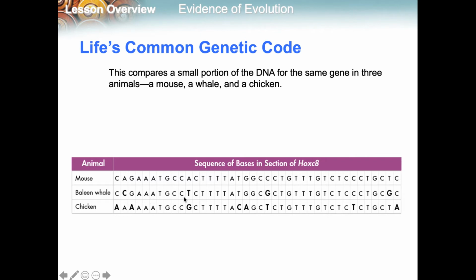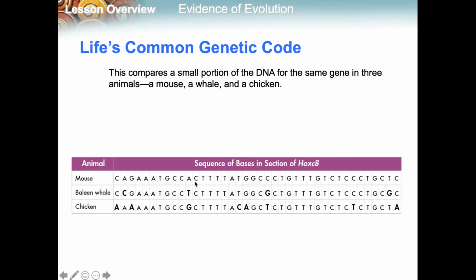We go a little further, they're still the same, A to T. So this goes from adenine to thymine. And we keep going again. We have cytosine to guanine, and then thymine to guanine. That's four letters that just changed. That's it. And that determined that it went from the size of a mouse to the size of a baleen whale.